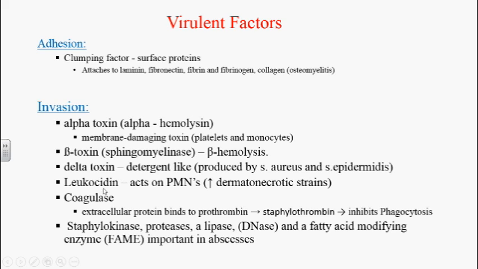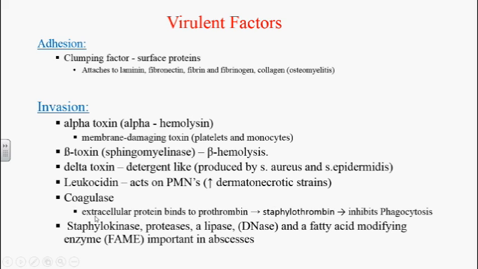Leucocidins. Leucocidins act like alpha toxins, and they also lead to beta hemolysis, and they can also cause lysis of leukocytes, and they majorly act on PMNs and other leukocytes. This leucocidin is a major virulence factor in causing skin infections, especially dermatonecrotic lesions. Dermatonecrotic strains are more potent in causing skin infections and abscesses.